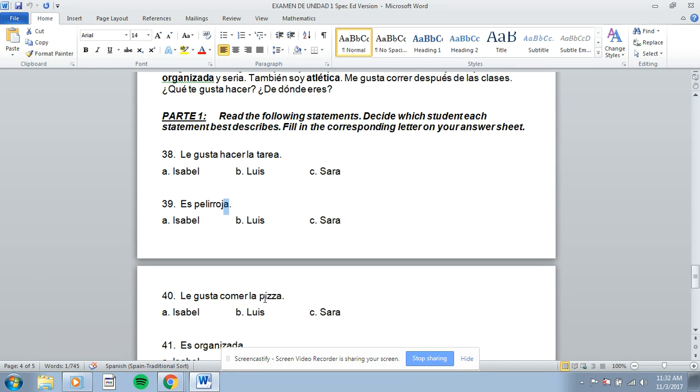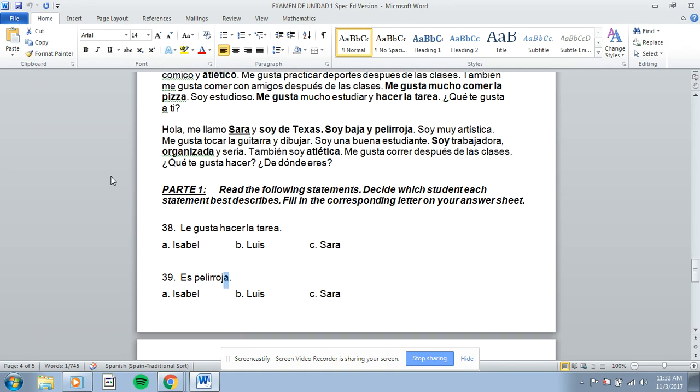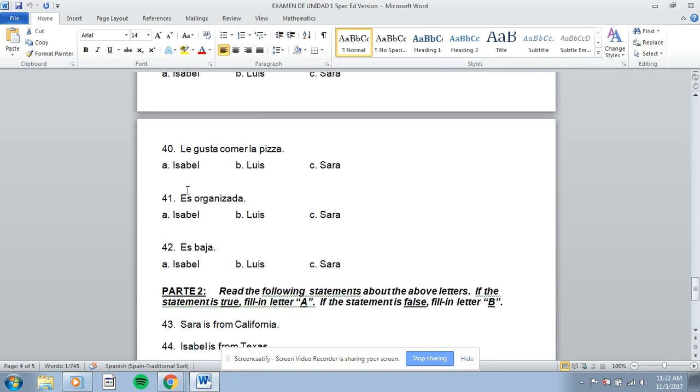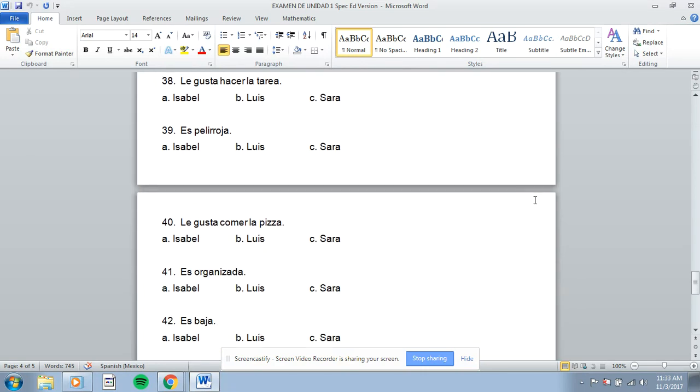40, le gusta comer la pizza, likes to eat pizza. Circle Isabel, Luis, or Sara, whichever one of those 3 said they like to eat pizza. So look back at the 3 paragraphs here and see who likes to eat pizza. Circle their name for number 40. Number 41, es organizada, is organized. So you're going to circle Isabel, Luis, or Sara, whichever one says that they're organized. One of them said they were an organized person. So whichever one says organized, circle their name for number 41.